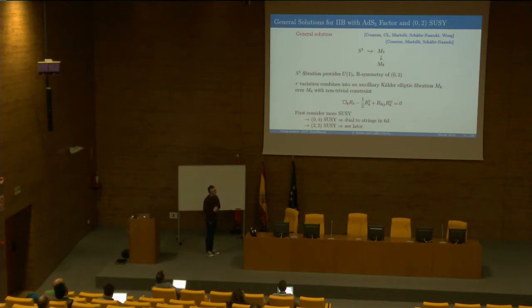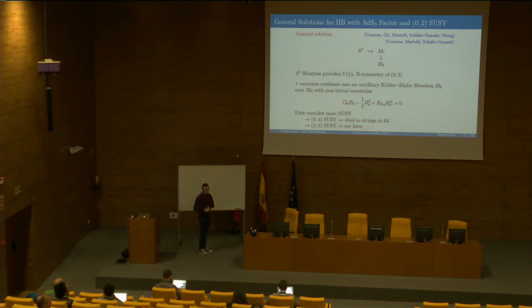The part that you may not have expected, if you were not an F-theorist, is that in this solution, the tau variation actually combines into an auxiliary Kähler elliptic fibration over this M6. So this is now a 4-fold elliptic fibration, and it satisfies some non-trivial constraint. Key thing to note is that this constraint is equivalent to Ricci flatness, so one does not require, of course, this elliptic fibration to be Calabi-Yau.